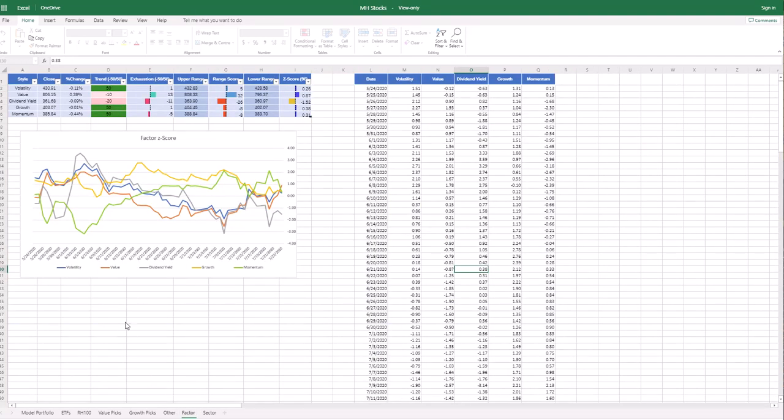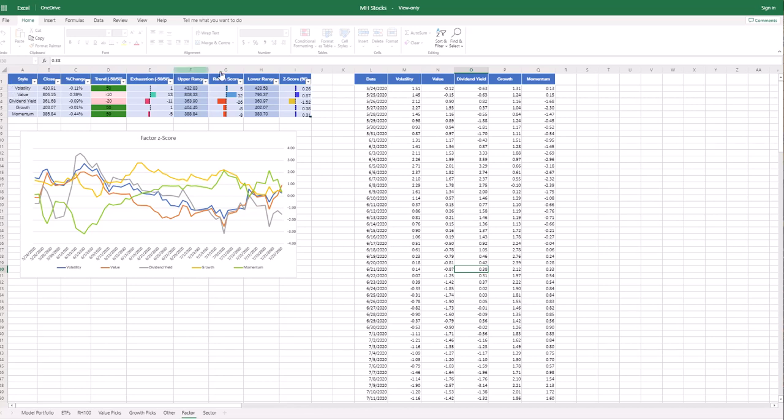Factor. This isn't all of the factor styles, but these are the ones that I think are most interesting. So you are looking at volatility, value, dividend yield, growth, and momentum. These are rough filters, and then stocks. It's a portfolio based on those factors that we've selected here, or the style, I should say.